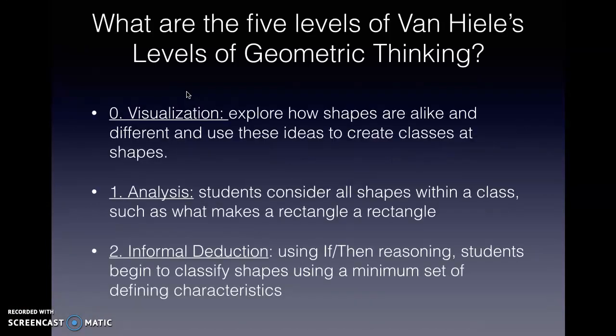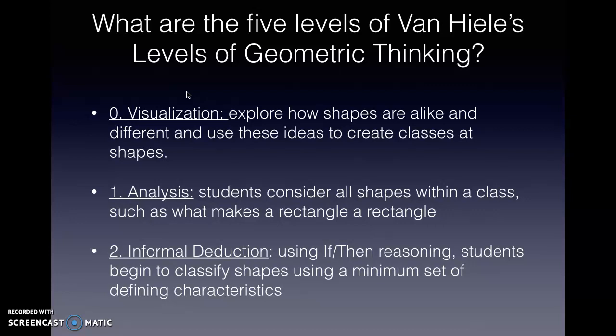What are the 5 levels of Van Hiele's levels of geometric thinking? Level 0 is visualization. Students will explore how shapes are alike and different and use ideas to create classes of shapes. So comparing the properties of a triangle with 3 sides to a square which has 4, and using that to differentiate what shape is what.